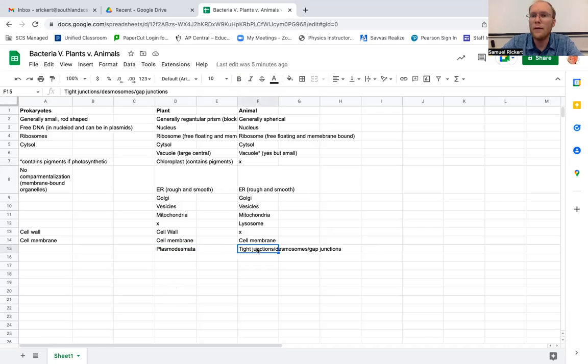Animal cells also have a matrix which connects them to other cells, and they can have different types of connections similar to plasmodesmata called tight junctions and gap junctions, and however you say that word, I don't know. So it's similar to plasmodesmata, but subtly different. Not all animal cells have these, but something that all animal cells have is an extracellular matrix, which allows them to interact and communicate with other cells, made mostly out of the carbohydrate collagen.